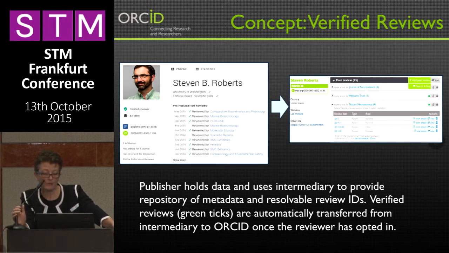So here's an example of verified reviews. You have a publisher that holds data using an intermediary, in this case it was Publons, to provide a repository. And those identifiers can then be assigned in the repository. In many ways, this is analogous to what Crossref is doing with DOIs. Okay, there's a repository that holds some metadata and then manages a registry of persistent identifiers in coordination with the publishers to be able to provide source data, source metadata around that review activity.